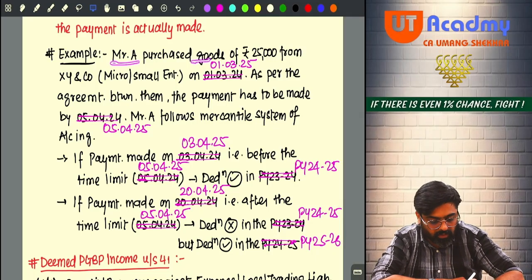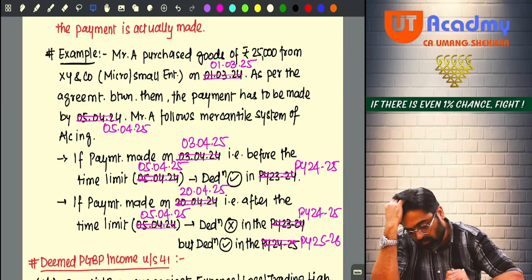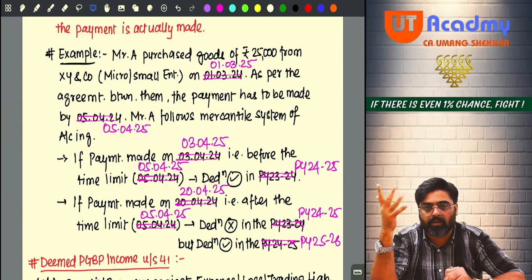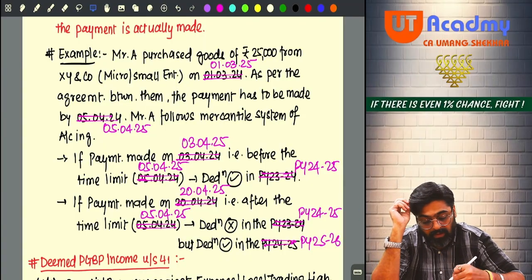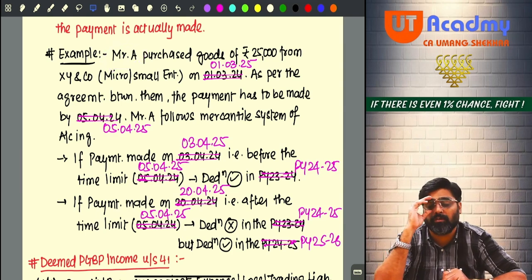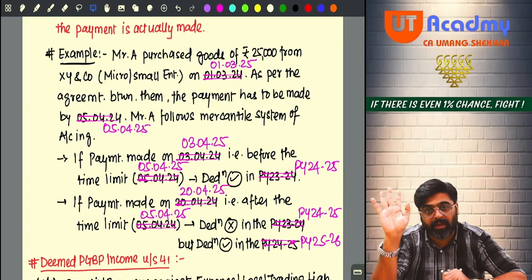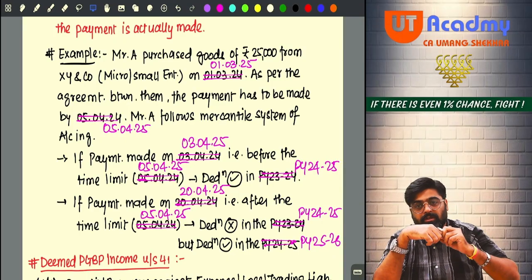Mr. A purchased goods of rupees 25,000 from XY and Company, a micro or small enterprise. From that micro small enterprise, Mr. A is purchasing. So tell me, who is the assessee? Assessee is Mr. A. He is purchasing from a micro and small enterprise and the purchase value is 25,000.